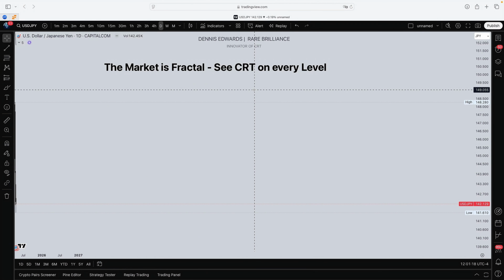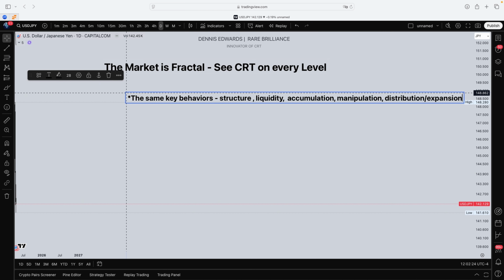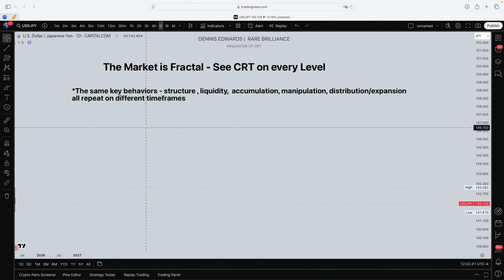So going more in depth into this just means that key behaviors, so structure, liquidity, accumulation, manipulation, distribution, expansion, they all repeat, just on different time frames. Now, let me spell out that definition as well. Understanding this is very important. The same key behaviors, structure, liquidity, accumulation, manipulation, distribution, or expansion, all repeat on different time frames.